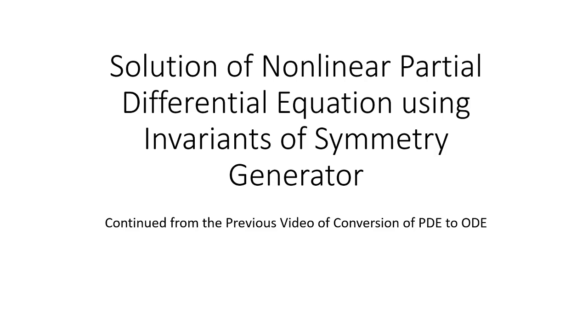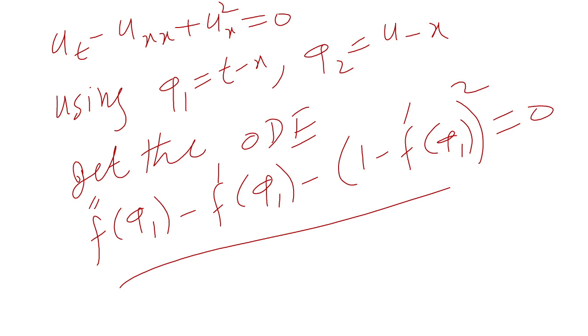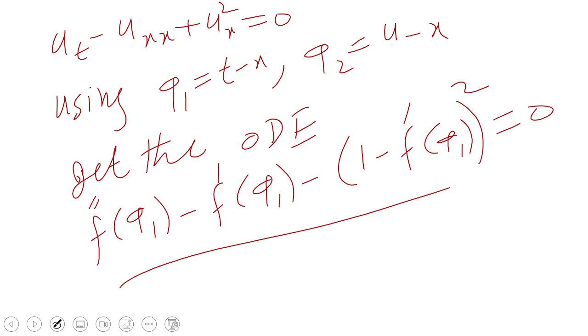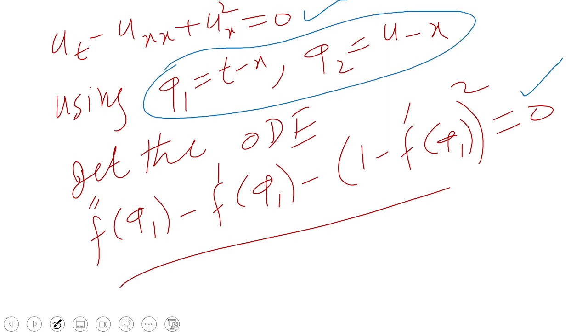Bismillah ar-Rahman ar-Rahim. In this video, we are going to solve a nonlinear partial differential equation using invariants of a symmetry generator. So we will continue from the previous video in which we converted a PDE into an ODE. That is, we converted this PDE into this ODE by these invariants, and you can follow the previous video to see how we find these invariants.